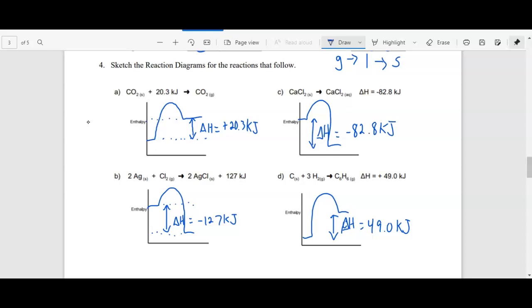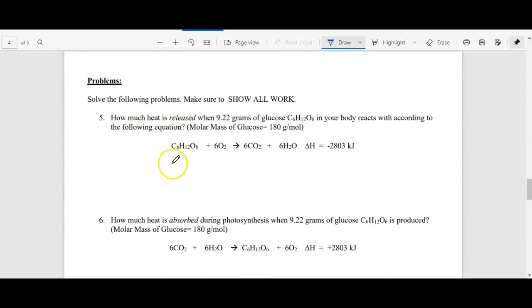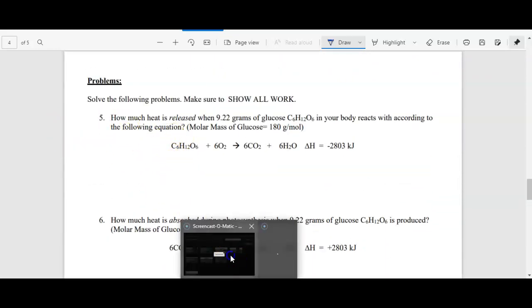So you have to determine if it's endo or exothermic, and that will determine the shape of your graph. Endothermics absorb, they get bigger. Exothermics release, they get smaller. They start high, finish low. Next thing we're going to do is we're going to work these examples down here.